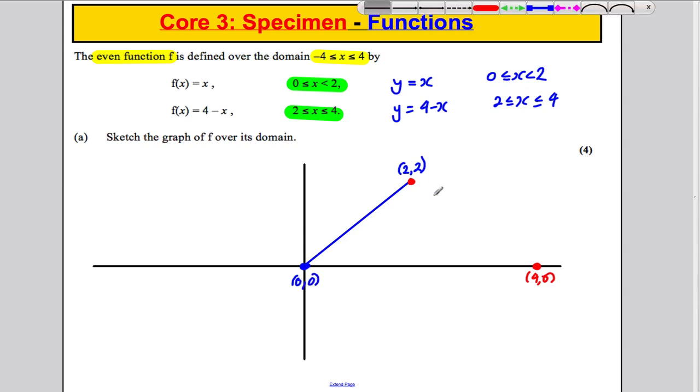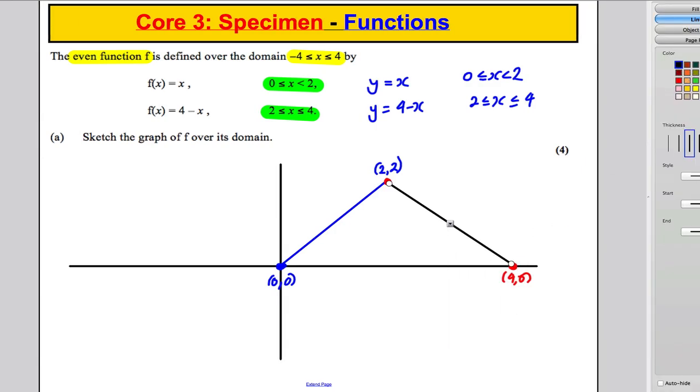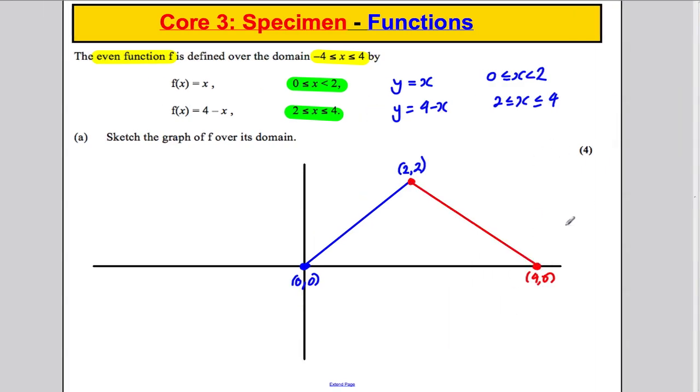So therefore, it must go down like this, and just to make it absolutely clear, I'm going to make that a red line. And there we go. We've drawn it between 0 and 4. But we know it's an even function, so we know it's the same between negative 4 and 0. It looks exactly the same, it's just a reflection in the y-axis. So it's a reflection in the y-axis.